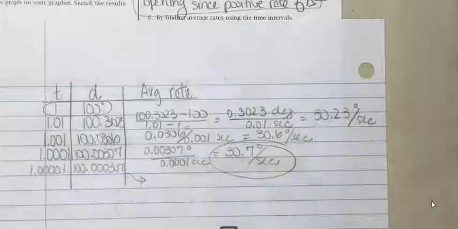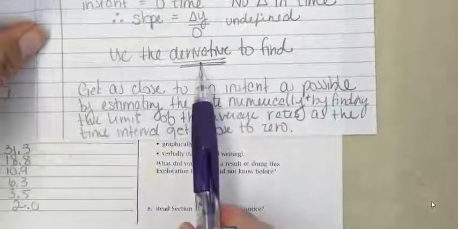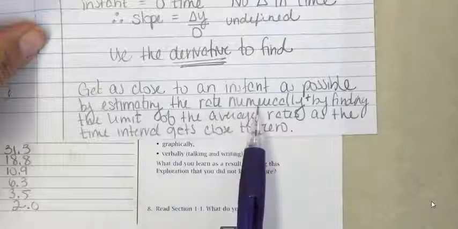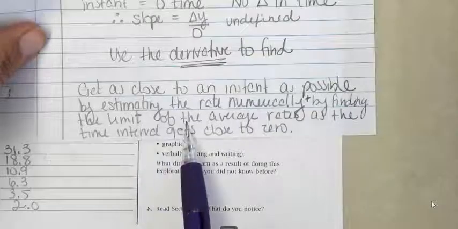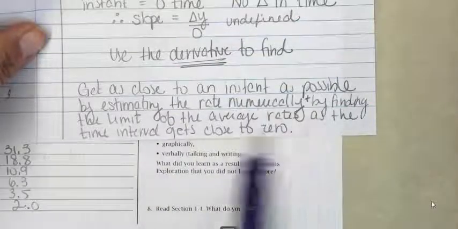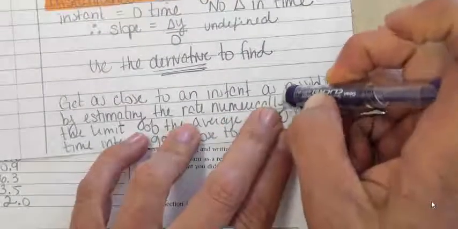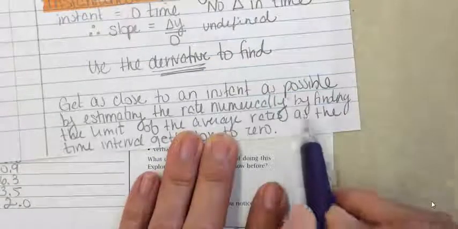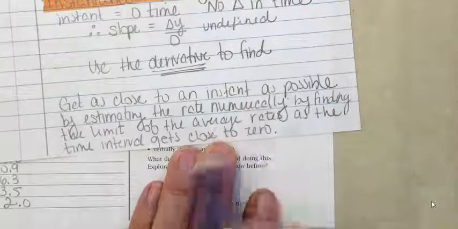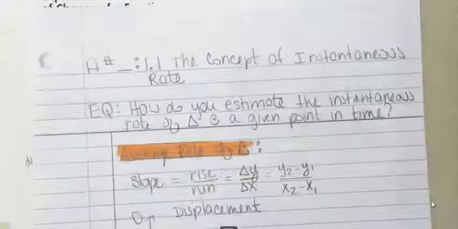Okay, so that's what it means to find the average rates of change, right? And then to find that limit, right? So we're estimating the derivative. We're estimating numerically, right? We used a table. And then by finding the limit of the average rates of change as the time interval gets closer to 0. I think actually we should take that out. That doesn't really make any sense. So estimating the rate of change numerically by finding the limit of the average rates of change as the time interval gets closer to 0. And we are done for today.